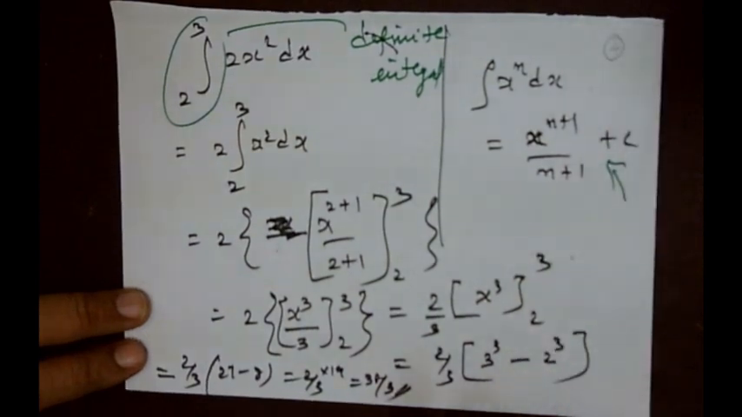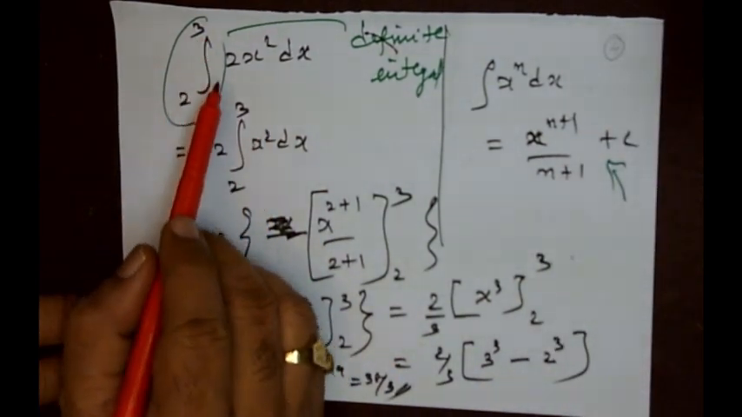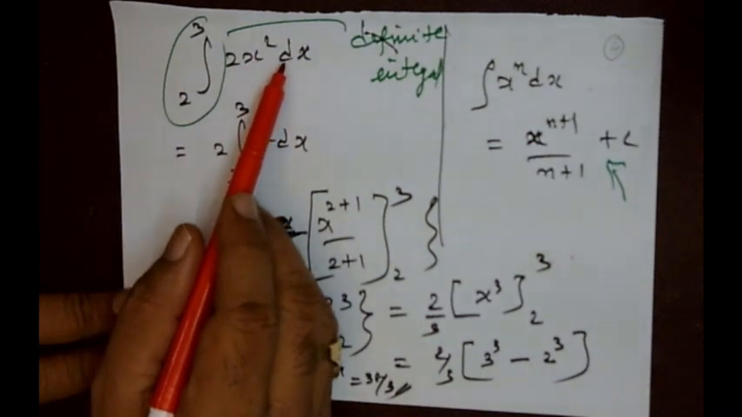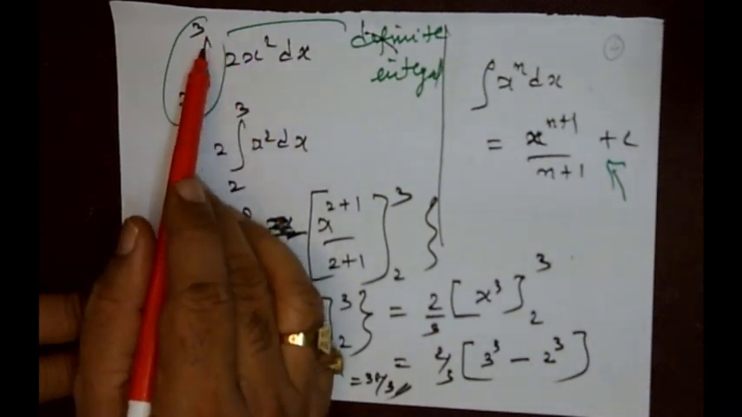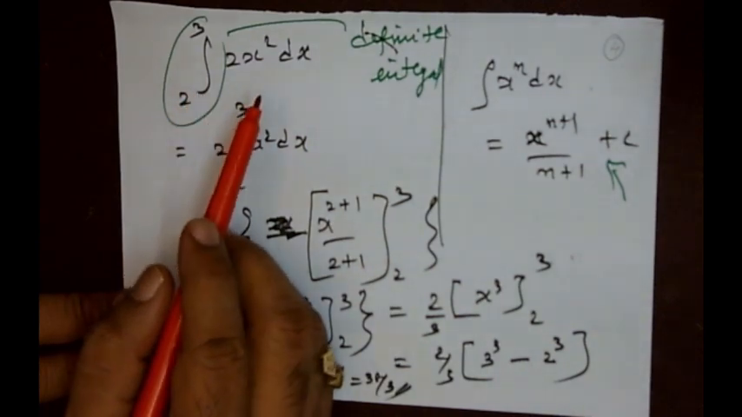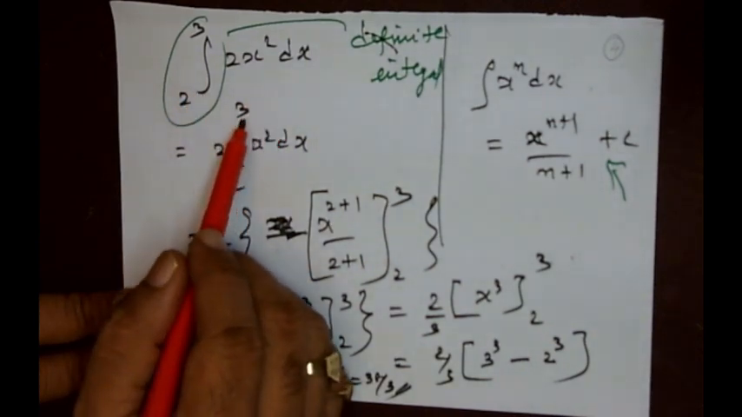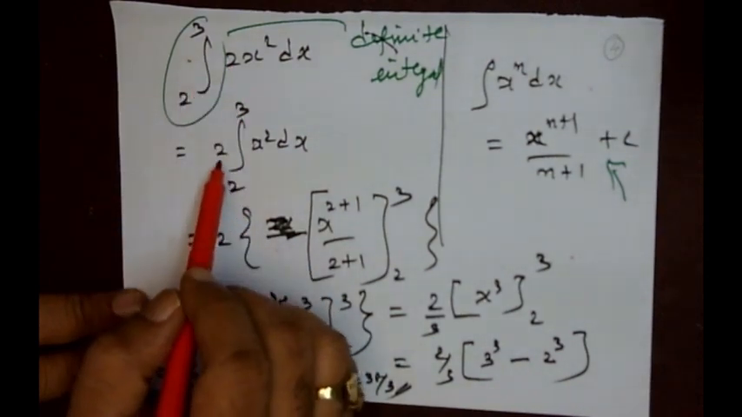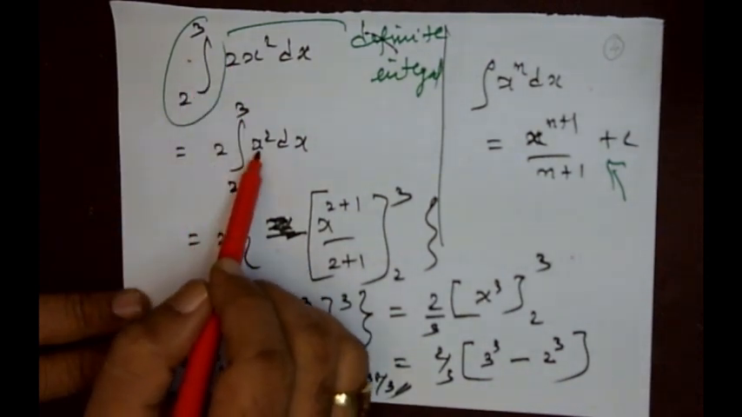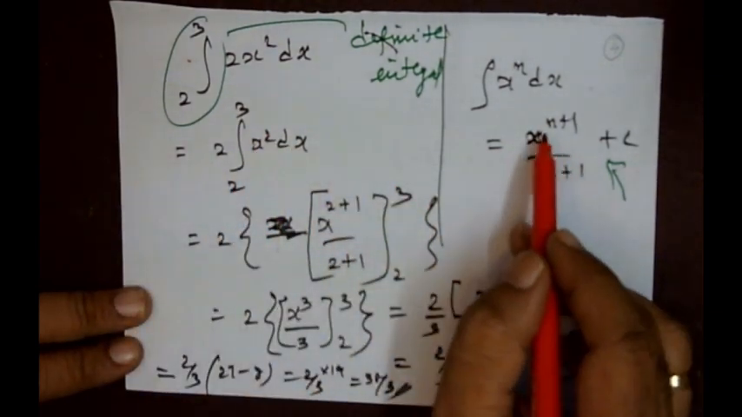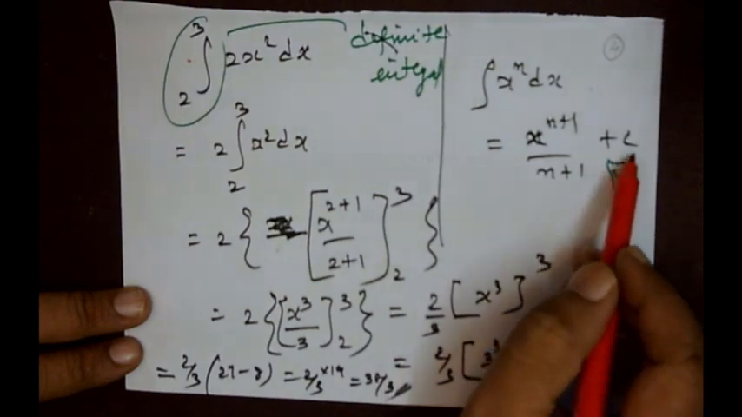Now let us find out this one. You have here the integral between the limits of 2 and 3 of 2x squared dx. If it has limits like this, then it's called a definite integral. So the integral between the limits of 2 and 3, and 2 can be brought outside the integral, so 2 into x squared dx. So for x squared dx, what is the formula? You have to adopt x power n plus 1 divided by n plus 1 plus c.